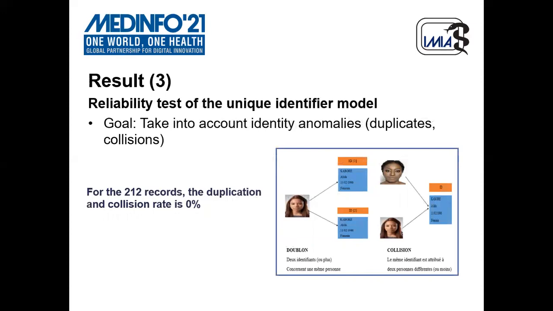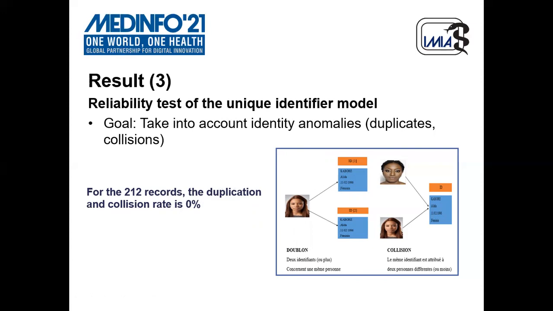The third result is in fact the reliability test of the unique identifier method. The goal is to take into account identity anomalies. So we did a test of our application to see if it is strong or not, and we noticed that for 212 records, tests on people, the duplication and collision rate is 0%.